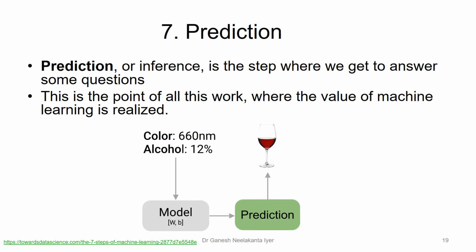And the seventh step is, when we know our system works quite well, we put it into practice. We give a completely new input, the color and the alcohol percentage. The model should predict it as beer or wine. In this example, the color is 660 nanometers and alcohol percentage is 12%. The model that is trained, tuned and evaluated predicts this as wine. And hopefully this is correct with maybe 98% accuracy, assuming that was the accuracy we achieved during our evaluation.